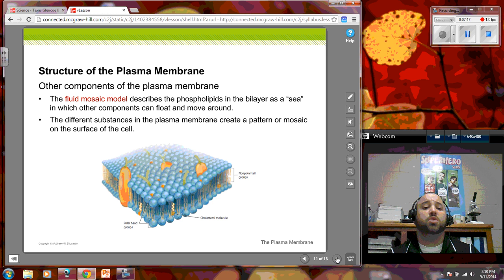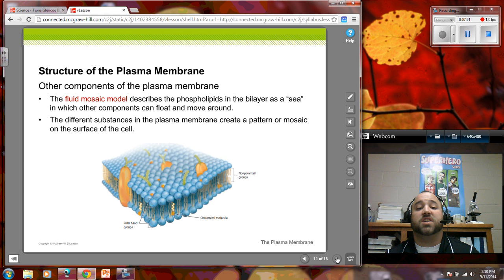Other components of the plasma membrane, this is the fluid mosaic model. It describes the phospholipid bilayer as a sea in which other components can float and move around. Don't think of this like a solid object. These cells are permeable and move and are squishy and do all sorts of cool stuff. So this is a very flexible thing.